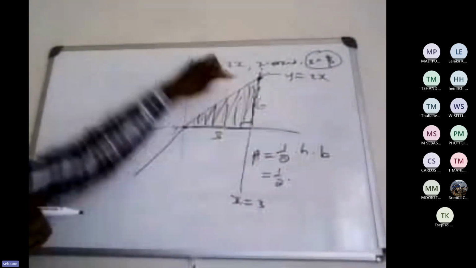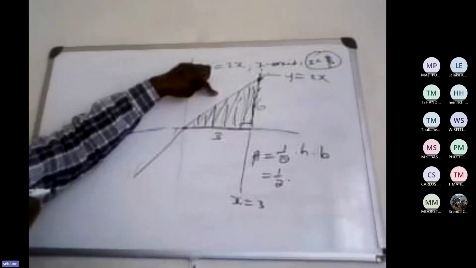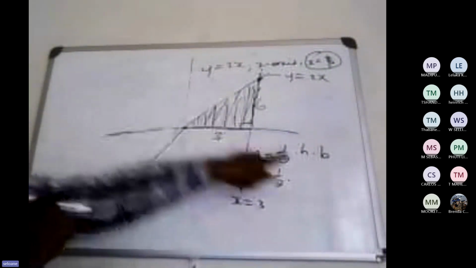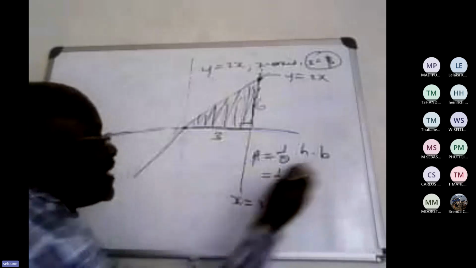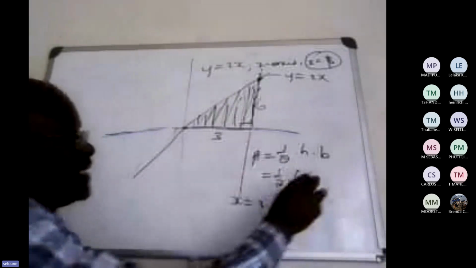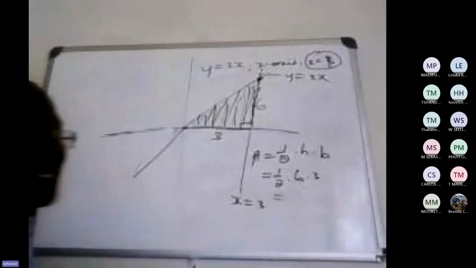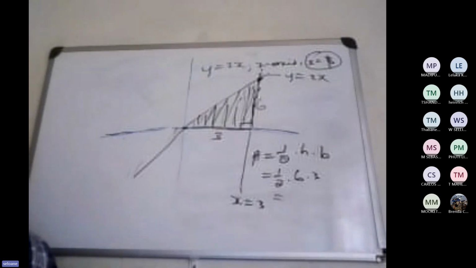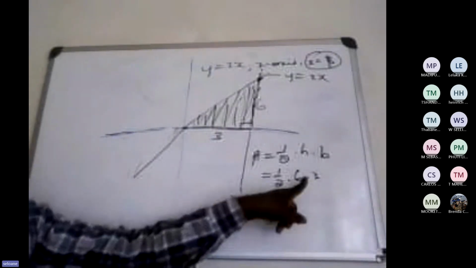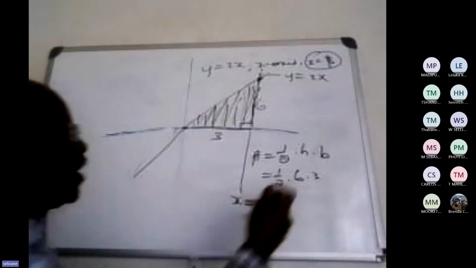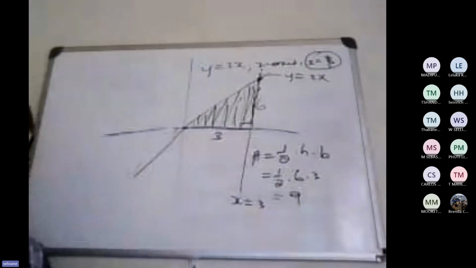Although in here, this is not even necessary, because all we need is the height. What is the height? The height is 6. And what is the base? That is this length, which is 3. Therefore, what is the answer here? It will be 9. Half multiplied by 6 multiplied by 3 is 9. That is square units. Don't forget that. Square units.